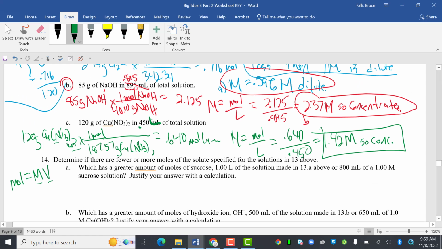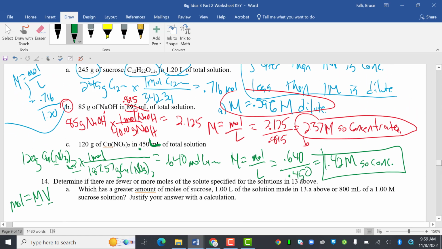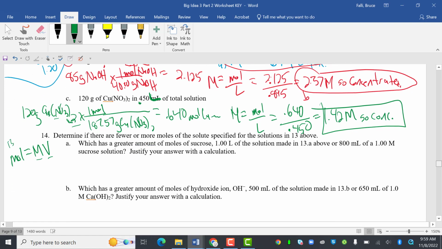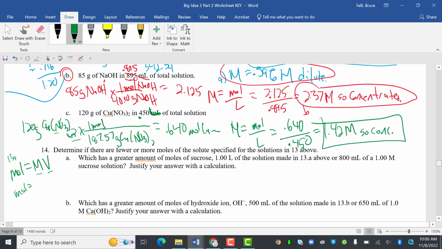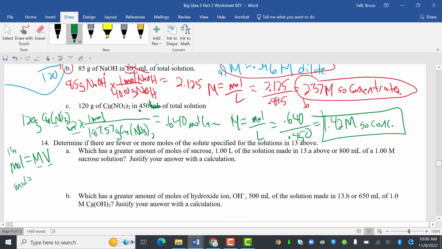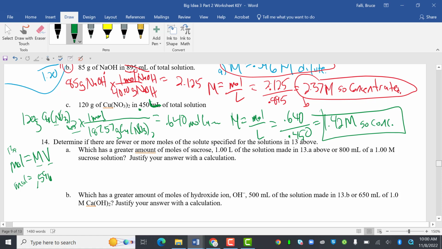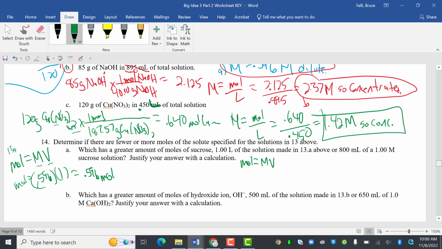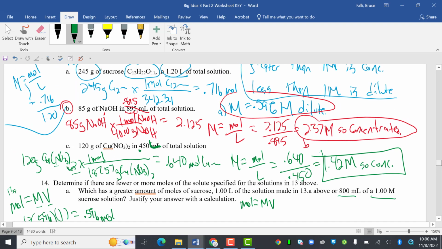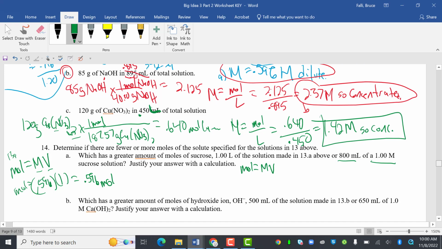So 1 liter of the solution made in 13A above. For 13A, moles equals the molarity in 13A, was 0.716, nope, no, it wasn't. The molarity was 0.596. And the volume is, or 800 milliliters, 1 molar sucrose solution. So again, moles equals MV. Oops, was this 1? Did I do that wrong? Oh, my volume was 1. Ooh, I did it wrong. Darn it.